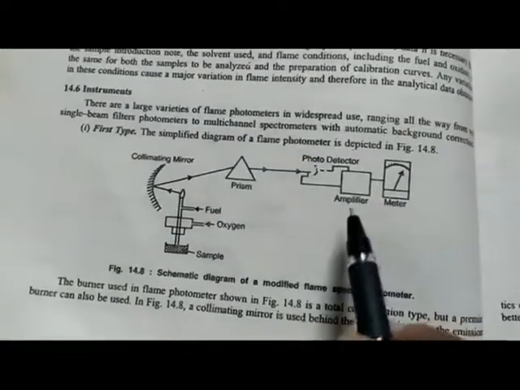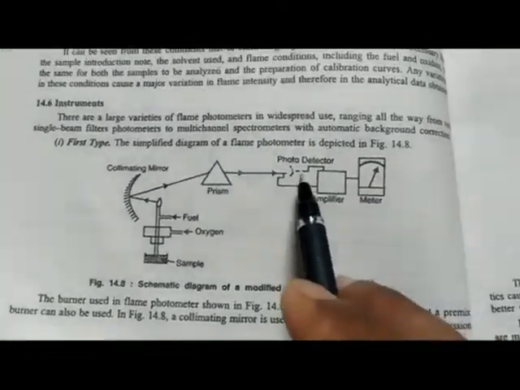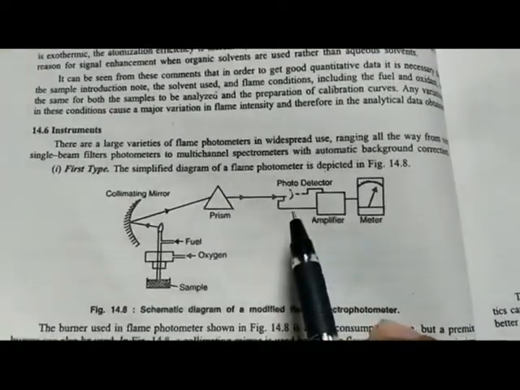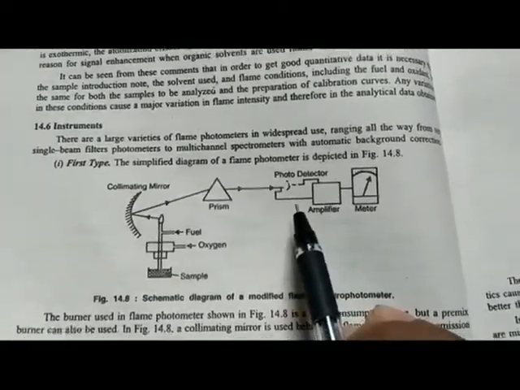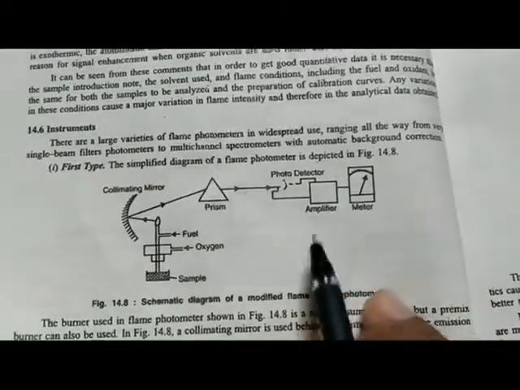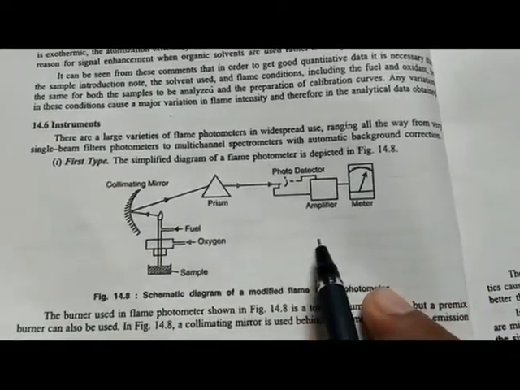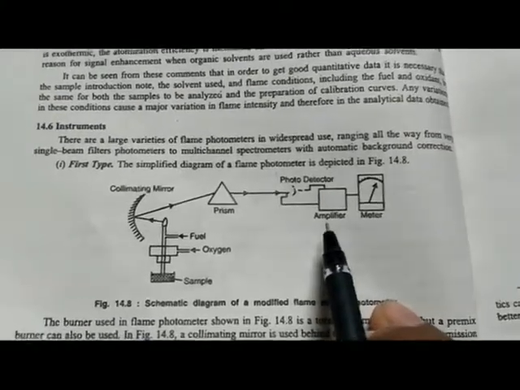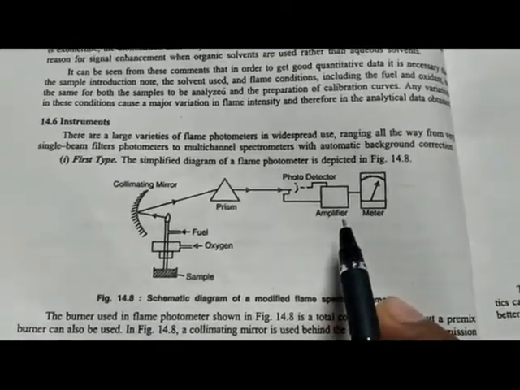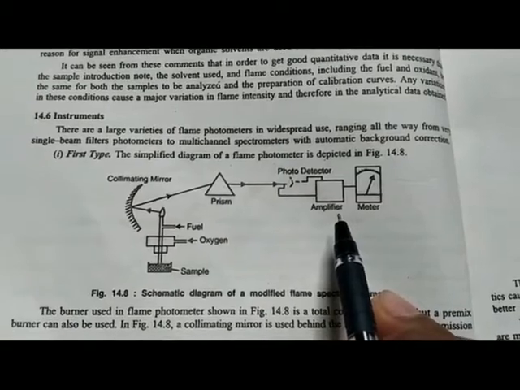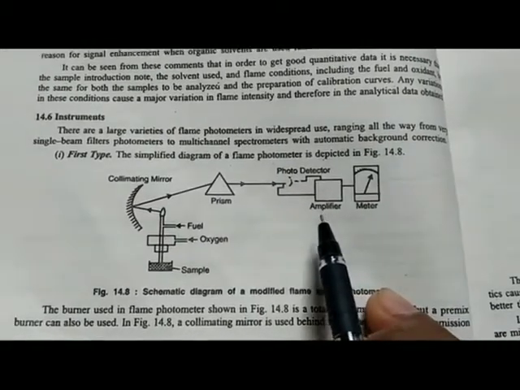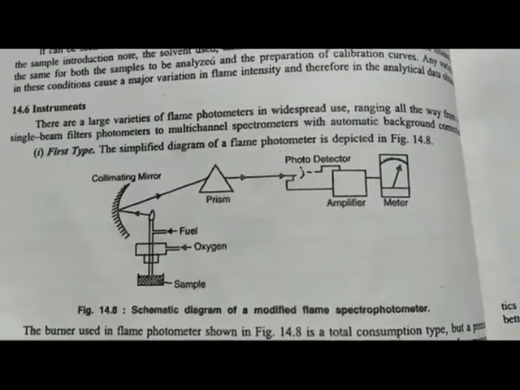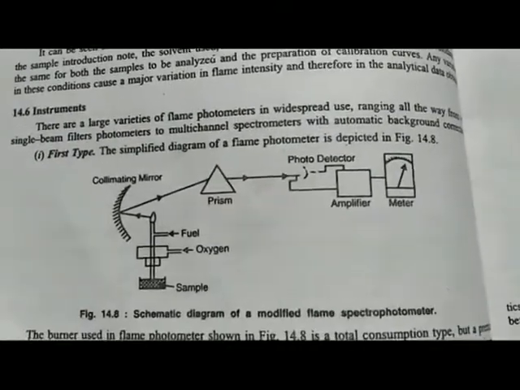Next point is the detector, photo detector and amplifier. The radiation coming from the optical system is allowed to fall on the detector, which measures the intensity of the radiation falling on it. The detector should be sensitive to radiation of the wavelength. So this is all the instrumentation, or instrument part, of flame photometry.